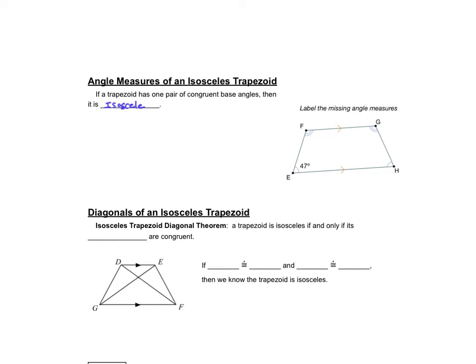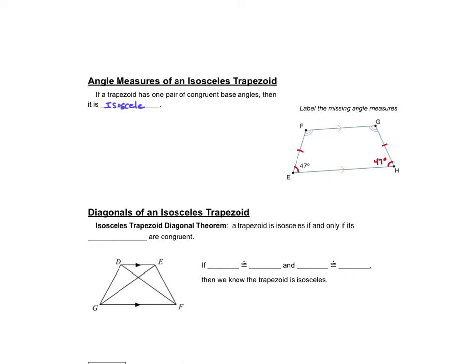Based on what we just learned about angle measurements of a trapezoid, we know that base angles are going to be congruent. So angle E and angle H should be the same value because it's an isosceles trapezoid and it is congruent. So that would be 47 degrees.